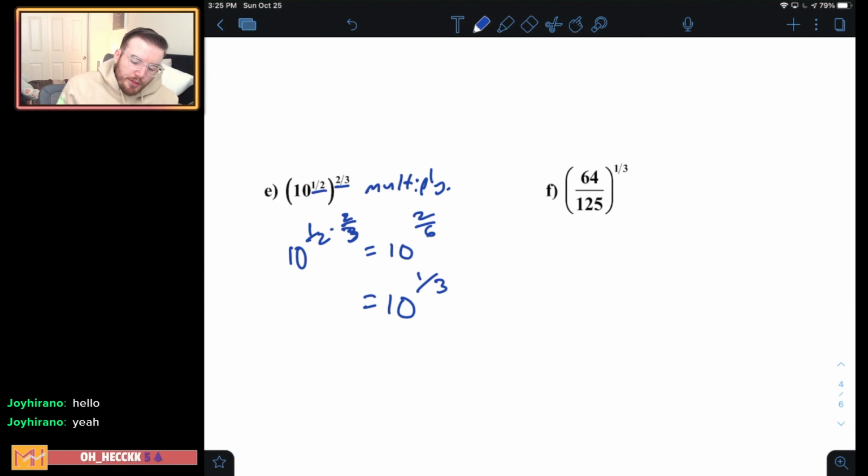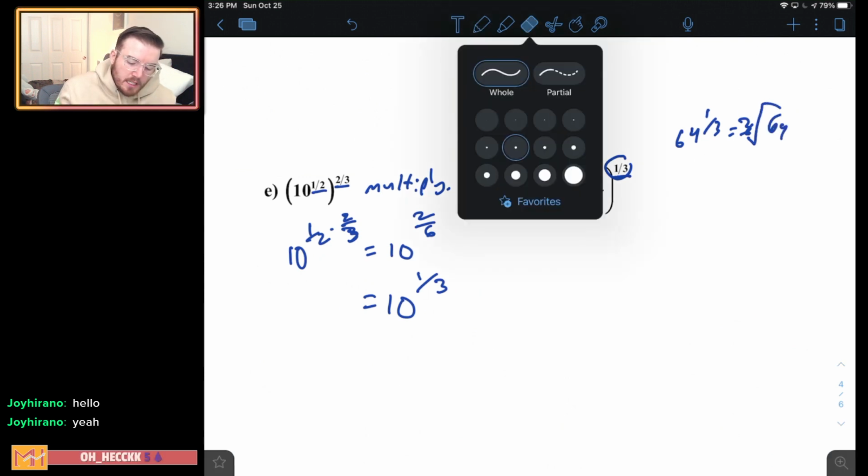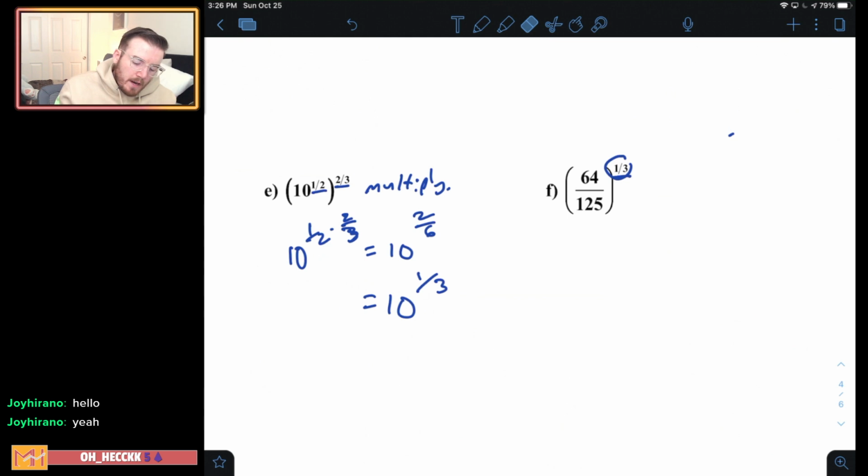The 1/3 exponent, well, remember, that's the same thing as a cube root, right? To have 64 to the 1/3 is the same thing as a cube root of 64. We need to keep that in the back of our mind, right? Whenever you see a fractional exponent, you've got to also be thinking, is there any way I can take the cube root of this or something like that?